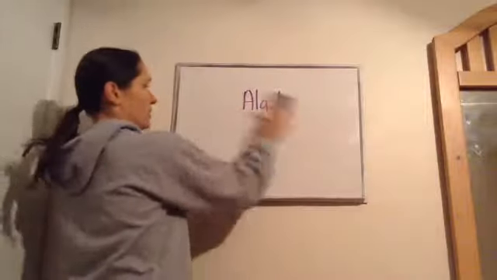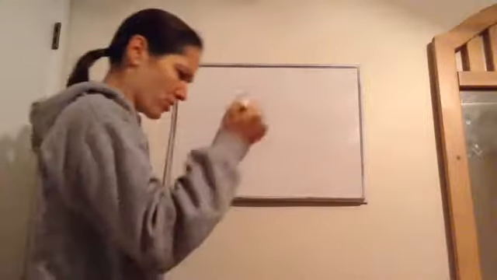Algebra 1, Lesson 29. This one is on negative exponents and zero exponents. Alright, we're going to take this slower today, just because it can get confusing. And so I want to teach you something real quick.